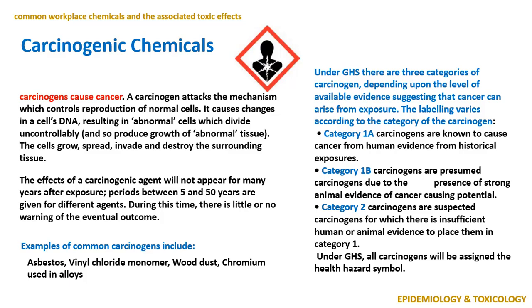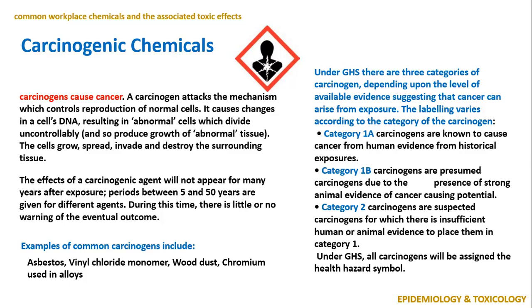Under the GHS, the Globally Harmonized System, there are three categories of carcinogen, depending upon the level of available evidence suggesting that cancer can arise from the exposure. The labeling varies according to the category. The three categories are category 1A, category 1B, and category 2. Category 1A carcinogens are known to cause cancer, based on human evidence from historical exposure. Category 1B carcinogens are presumed carcinogens due to strong animal evidence of cancer-causing potential.